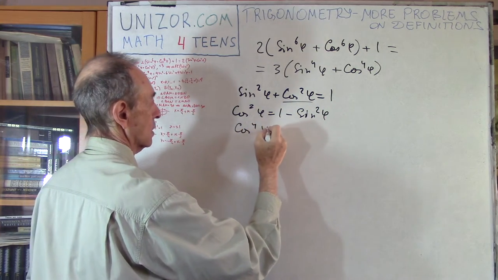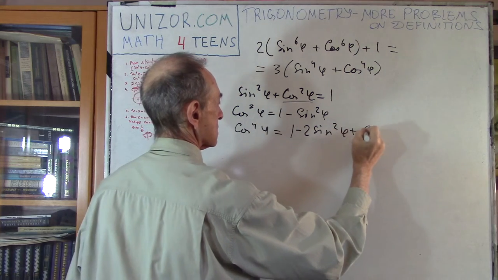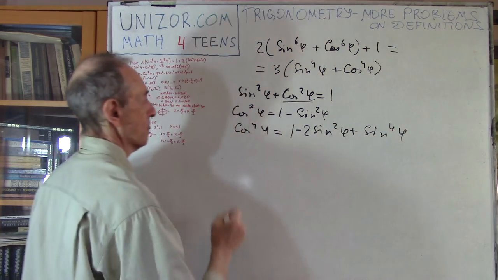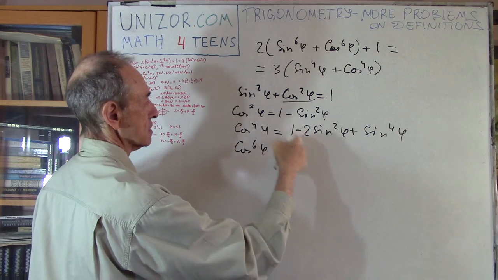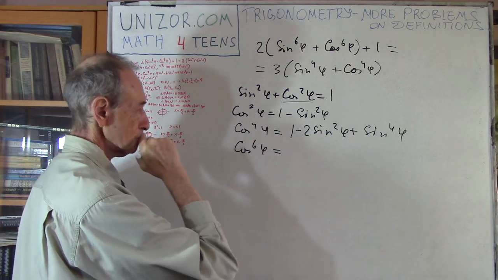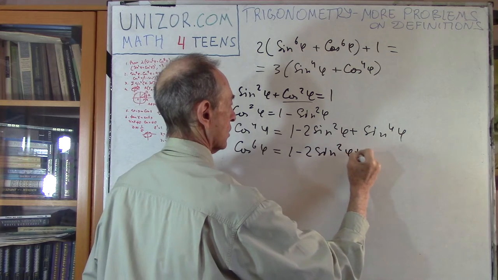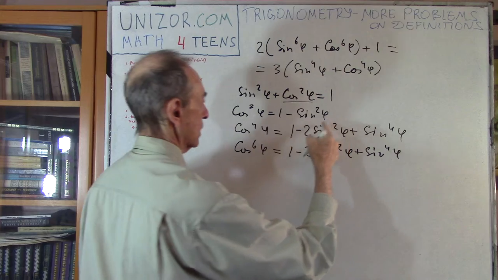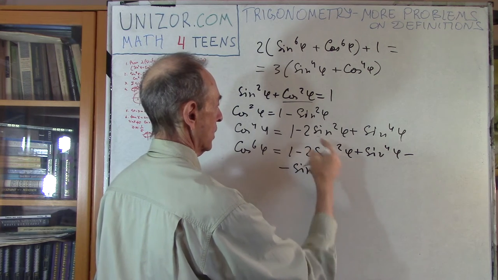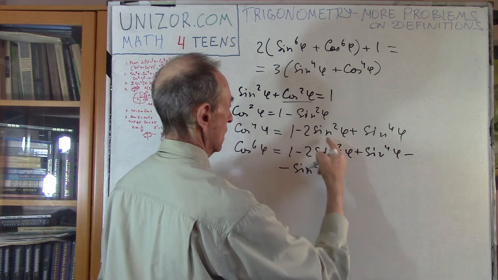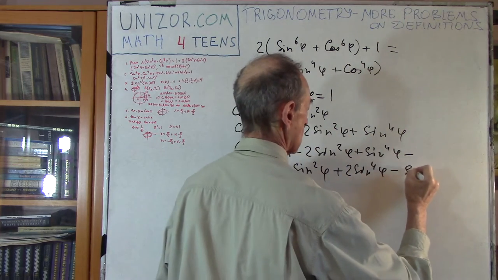Cosine to the 4th of angle phi is equal to the square of this, which is 1 minus 2 sine square plus sine to the 4th of phi. And cosine 6 is the multiplication of this by this, square by 4th degree, right? Okay, let's multiply this by this. It would be 1 minus 2 sine square phi plus sine 4 phi minus sine square phi, multiplied by 1, multiplied by this would be plus, minus and minus would be plus 2 sine to the 4th phi and minus sine to the 6th phi.